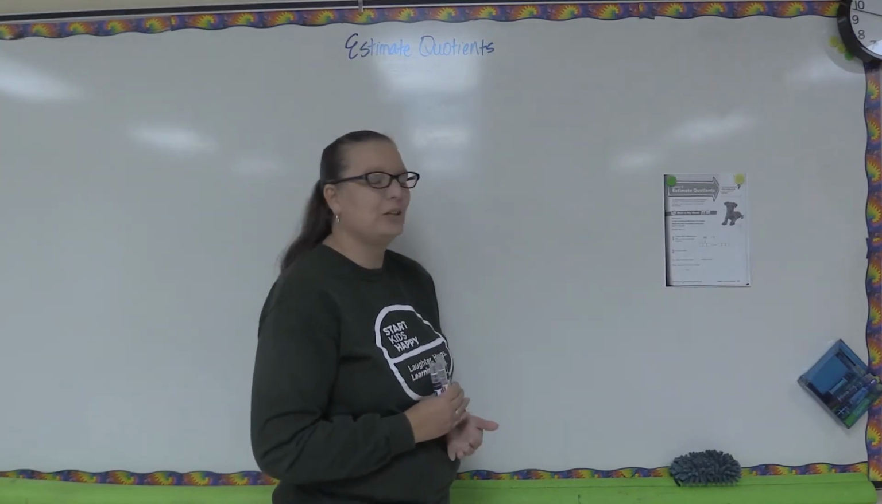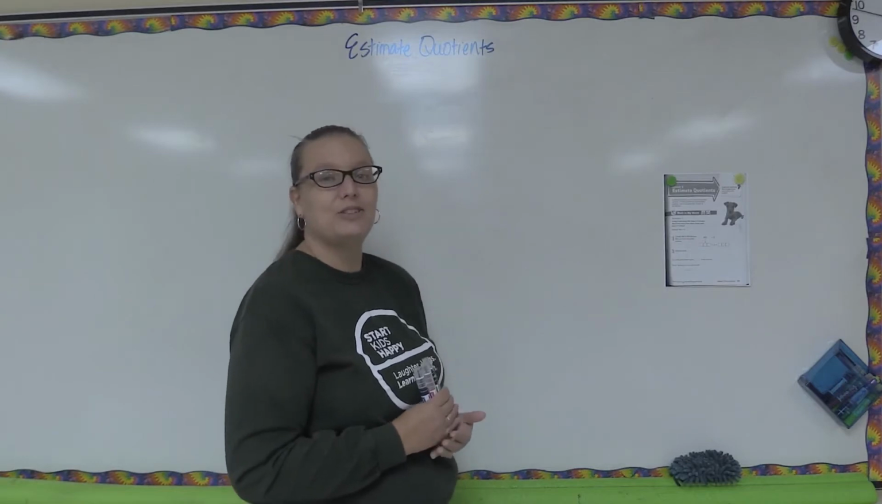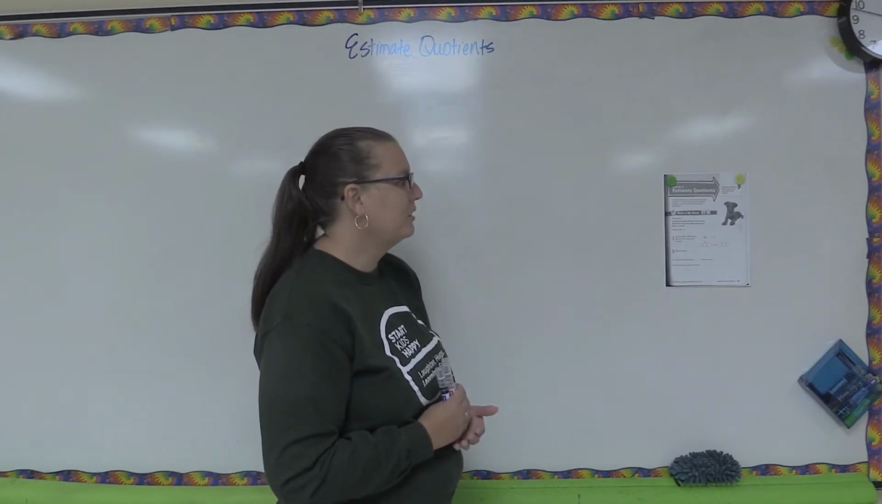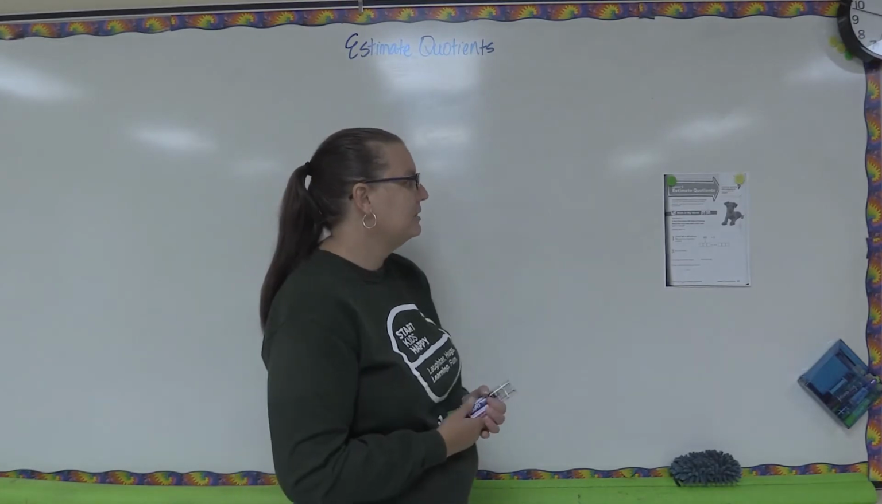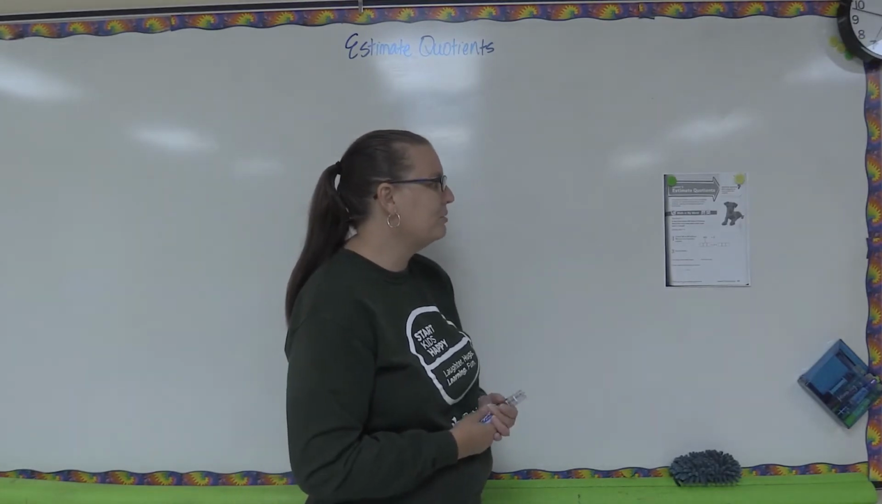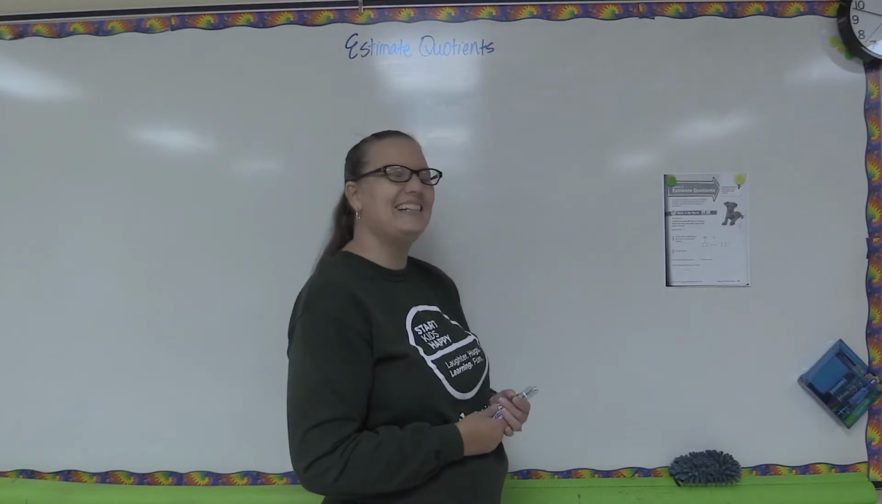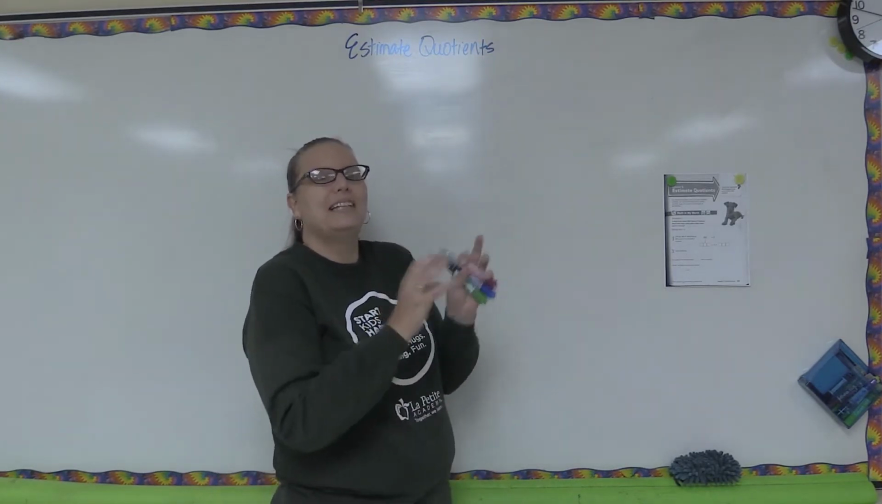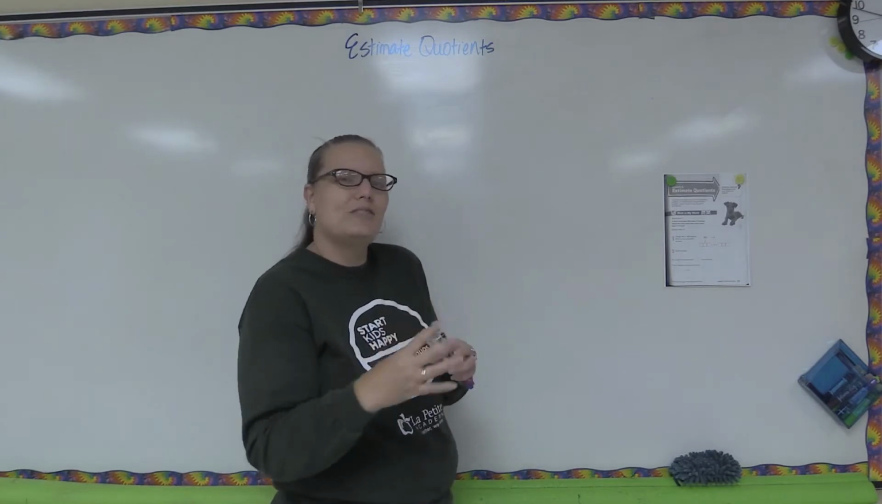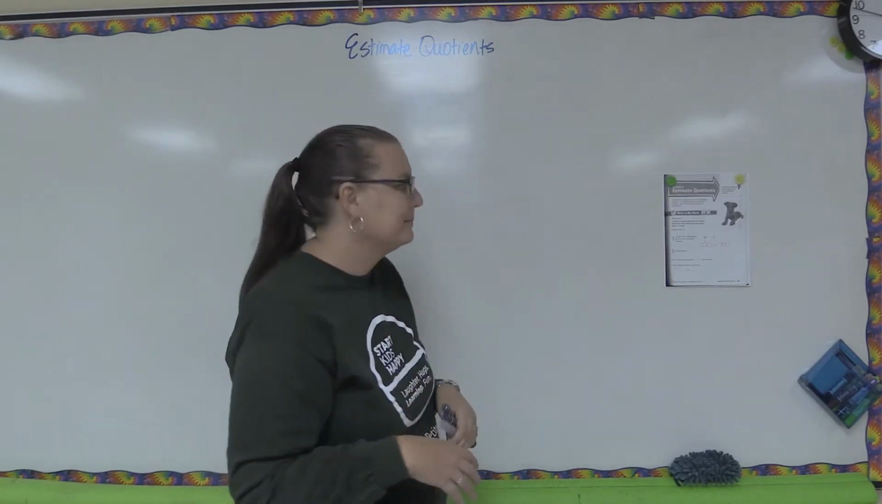So remember that a quotient is the answer to a division problem. So we are going to try and see how reasonable our answers are also. So to estimate a quotient, you can use compatible numbers or numbers that are easy to divide mentally. So you're trying to find numbers that will work well together. You don't want to have to write out the long division problem if you can do it in your head.